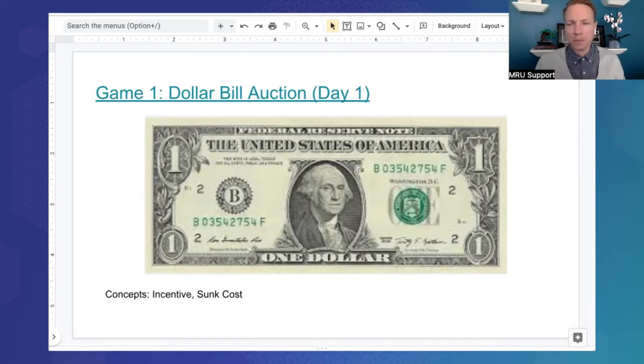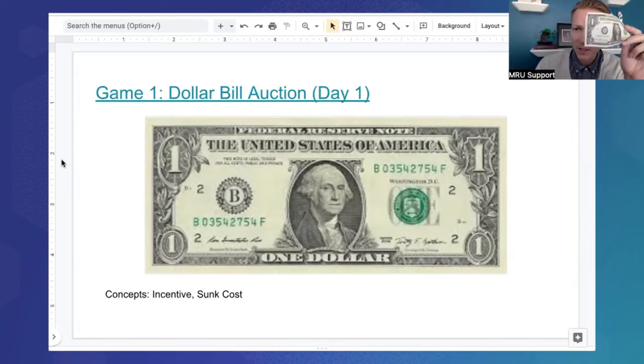Tell your students, in this auction, the highest price gets the dollar bill, pays me the money, but the second highest bidder also has to pay me. Okay. So let's try it. So those are the rules. Highest price pays me. Second highest price also pays me. All right. So do we have any bids for this dollar bill?